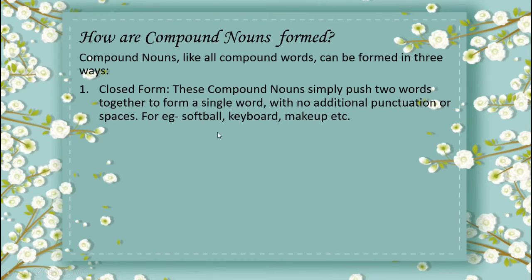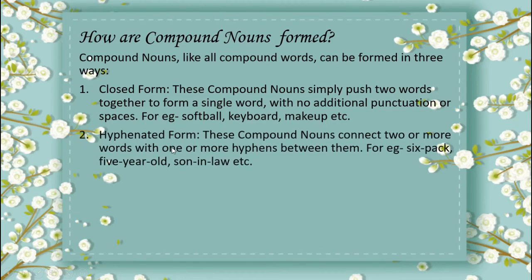Students, as we can see in these words as well, the first word softball has been made with two different words, that is soft and ball. But when they are pushed together to form a single word, the meaning of these two words changes entirely and they become a different word. Likewise, keyboard and makeup are also such examples.